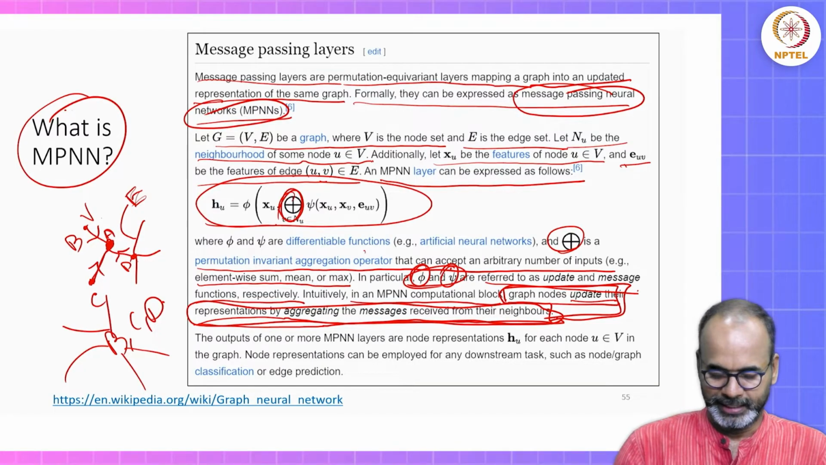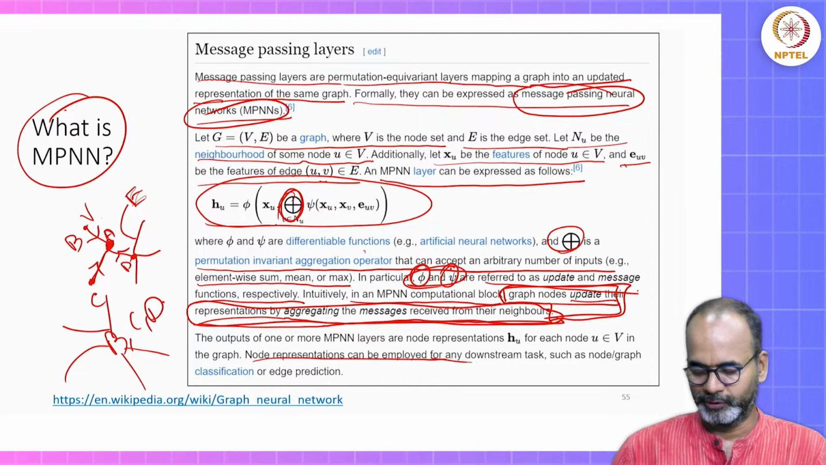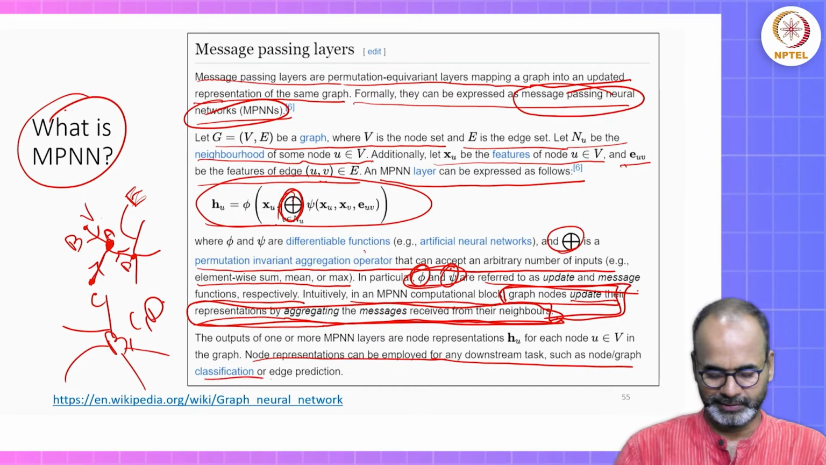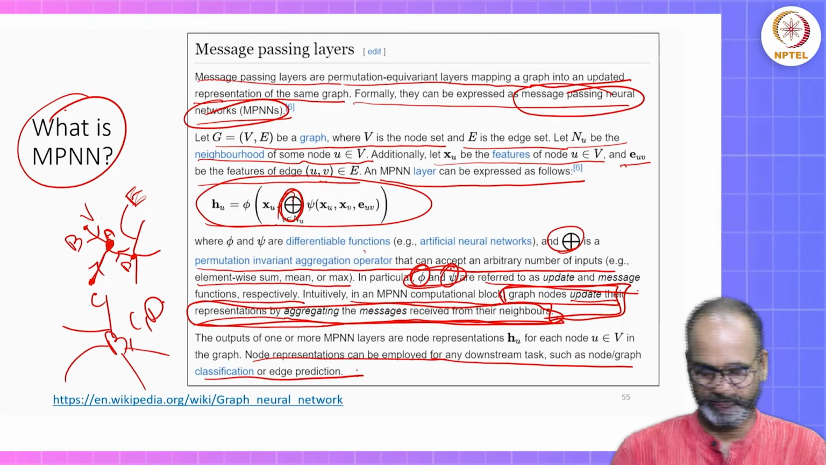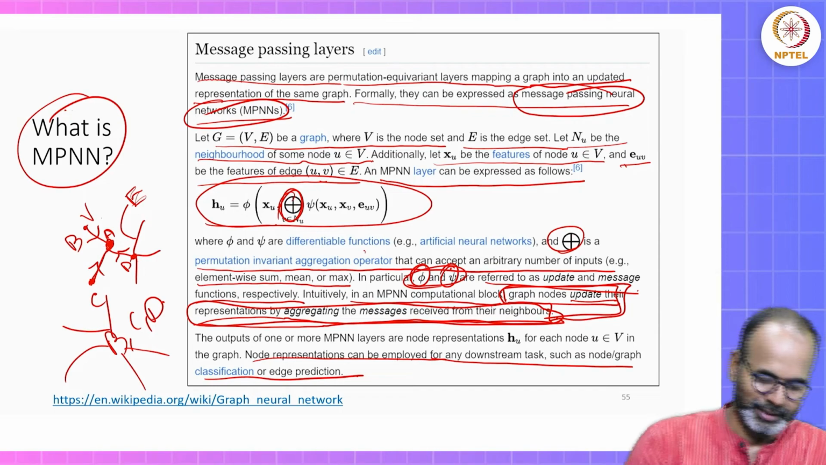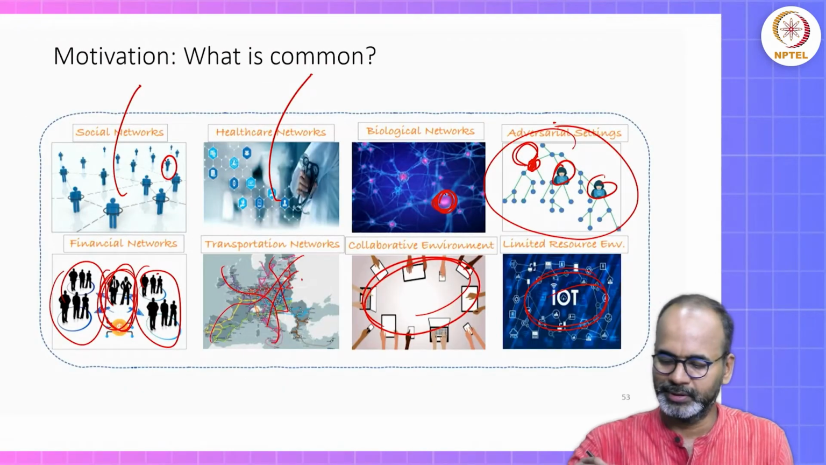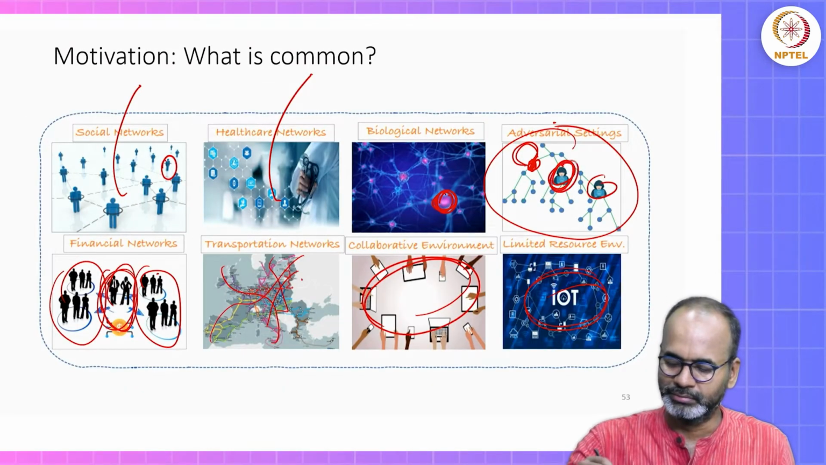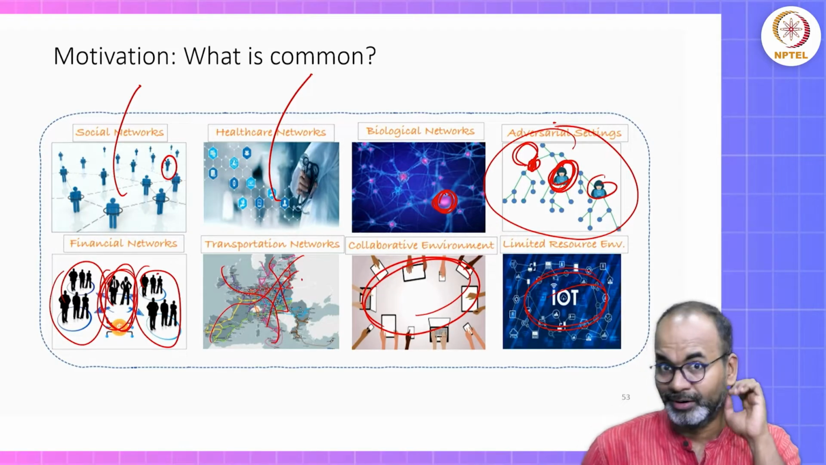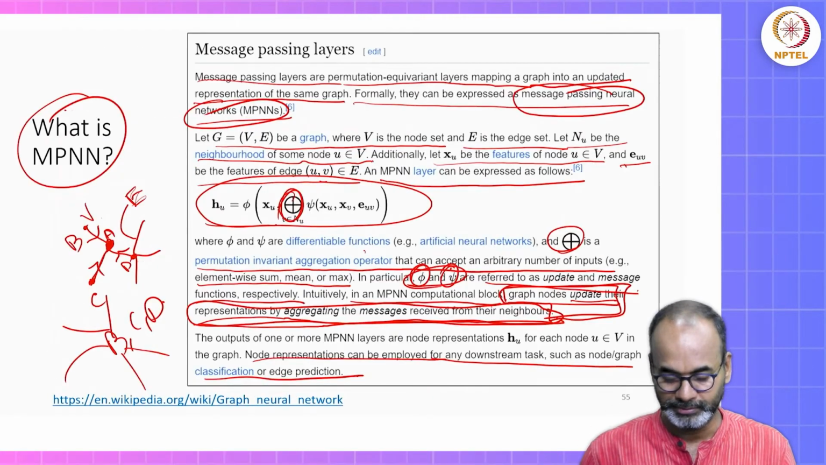And then the idea is that node representations can be employed for any downstream tasks such as node or graph classification or edge prediction. Classification is that, oh, look, this node is there. For example, this task that we talked about, right? Is this a good node or a bad node? That's a node classification problem.